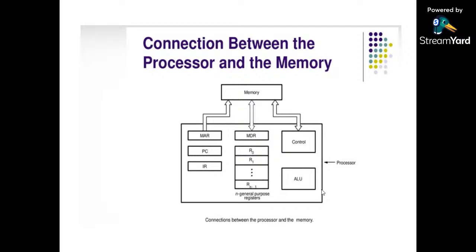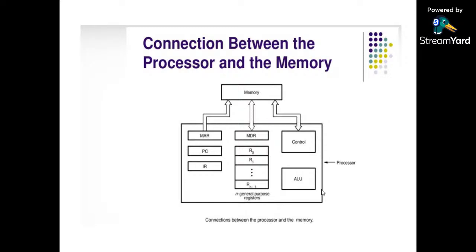First bus is called the address bus, second is the data bus, and third is the control bus. What is the role of the address bus? The address bus carries the address. What is the role of the data bus? The data bus transfers data to and from memory.